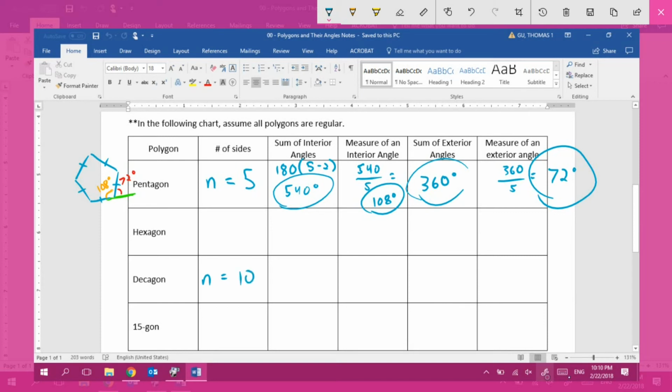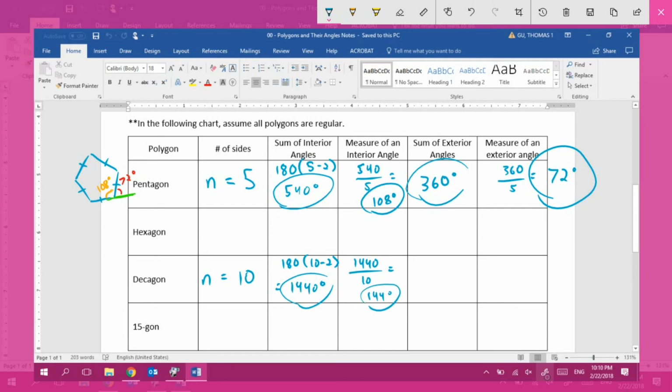Decagon, 10-sided polygon, 10. Sum of the interior angles: 180 times 10 minus 2, because it's n minus 2. That's going to be 180 times 8, which is 1440 degrees. Wow, that's a lot of degrees. Next, to find the measure of the interior angle, we take that 1440 and divide it by the number of sides, which is 10. That's going to be 144 degrees.